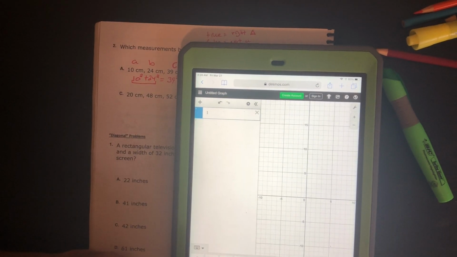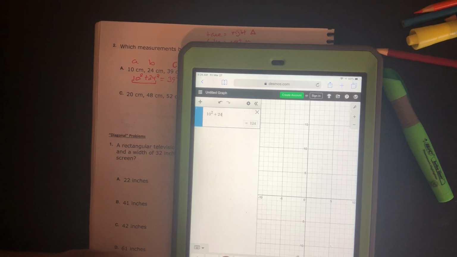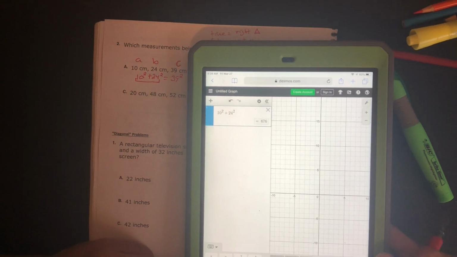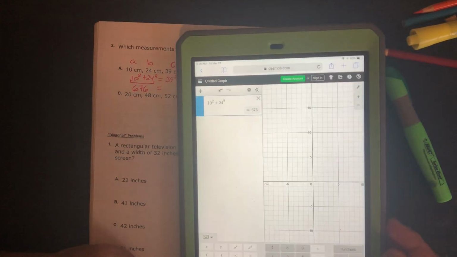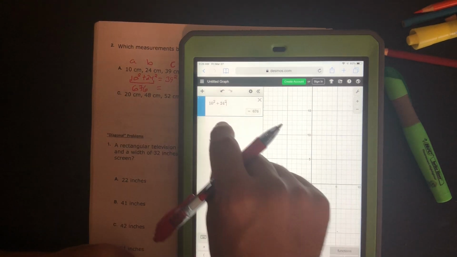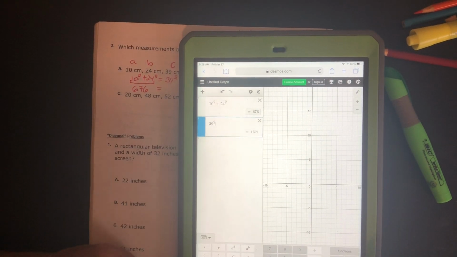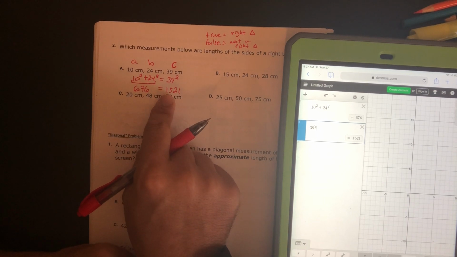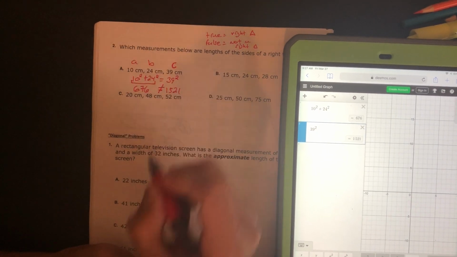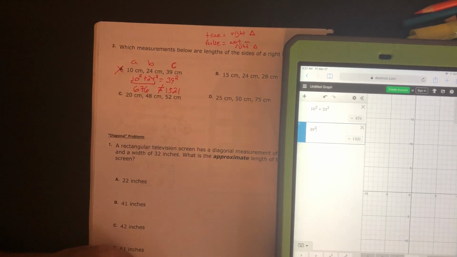So 10 squared plus 24 squared gives me 676. Now I'm going to do 39 squared at the bottom on the next tab. 39 squared gives me 1521. Clearly, these two values are not the same. So this is a false statement. So this is not my answer. I'm looking for the one that gives me a true statement.